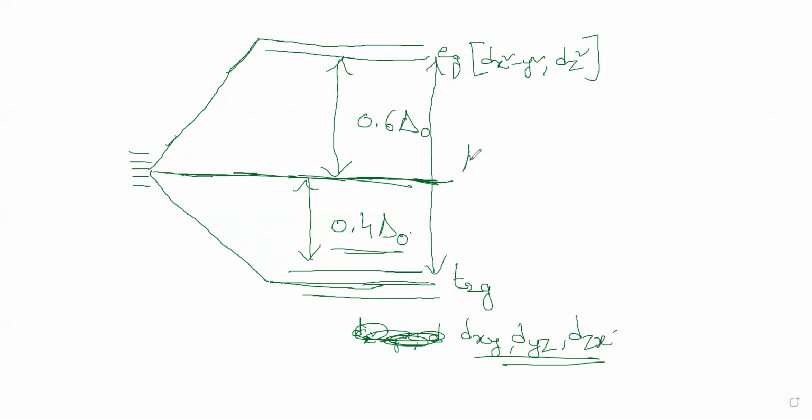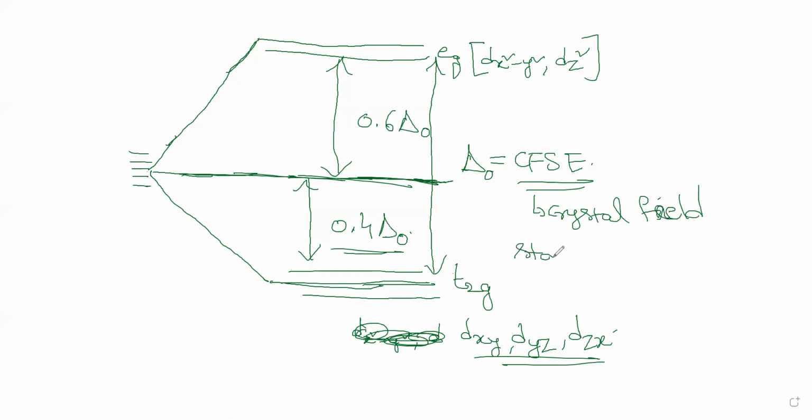The total gap is delta naught. The delta naught is called crystal field stabilization energy, CFSE. Crystal field stabilization energy. This total gap is called delta naught. That is crystal field stabilization energy. Clear up to now?